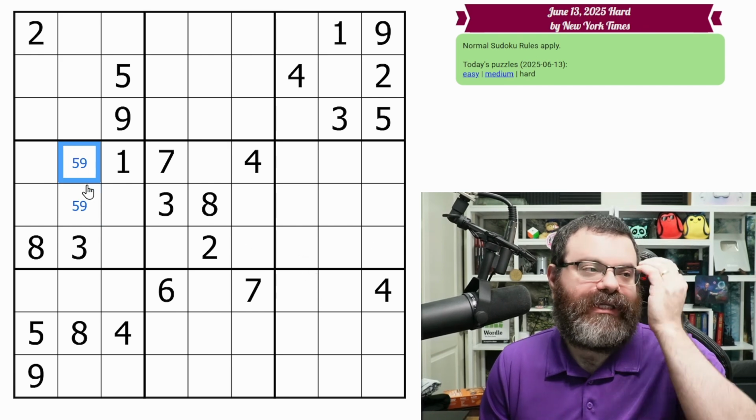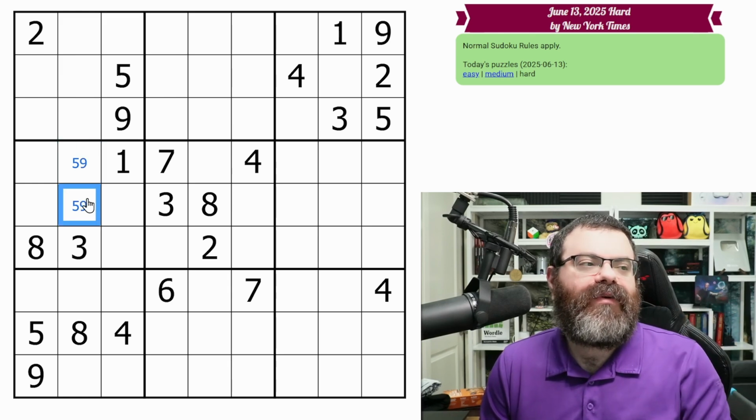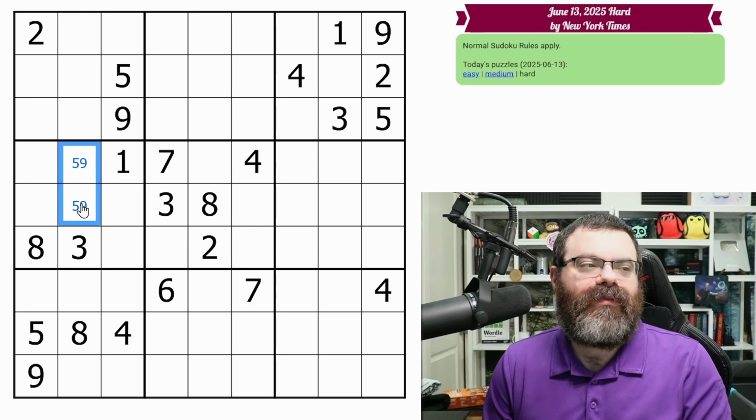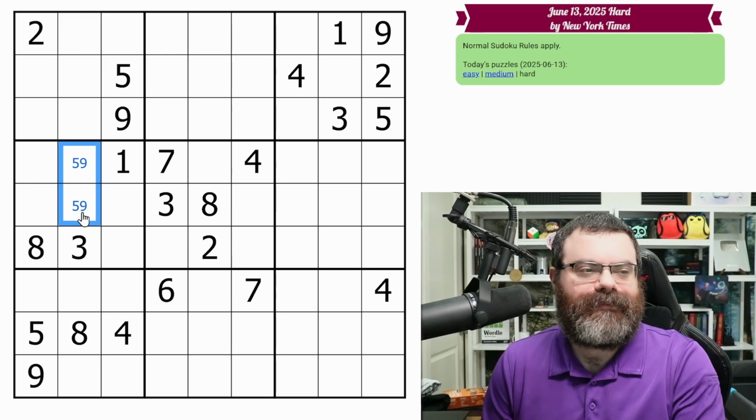And so if one of them's a 5 and one of them's a 9, well, we can actually use my center mark notation here, which says that this cell can only be 5 or 9, and this cell can only be 5 or 9. We don't know what order it's going to happen in, but what we do know is that there's no room for anything else to go in these two cells.